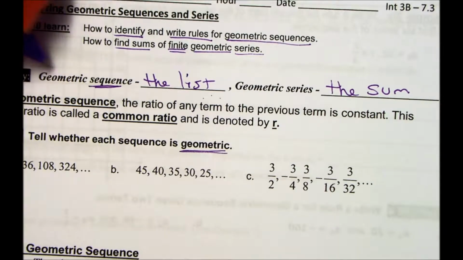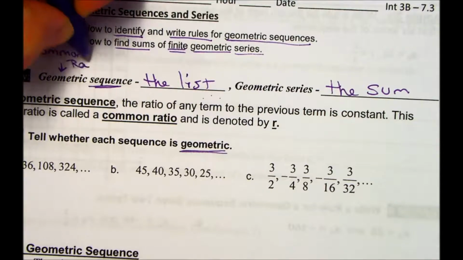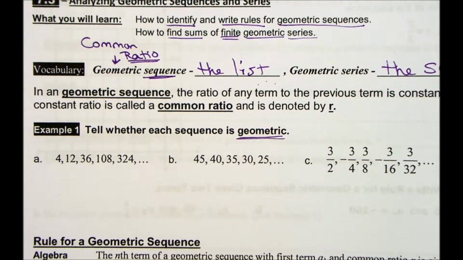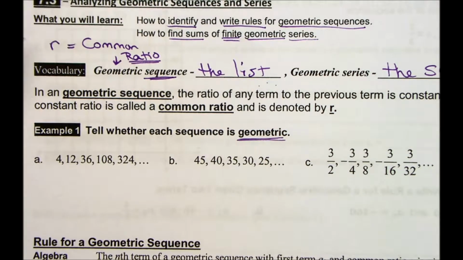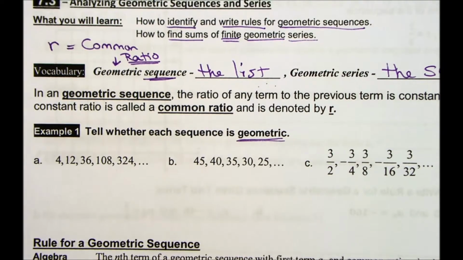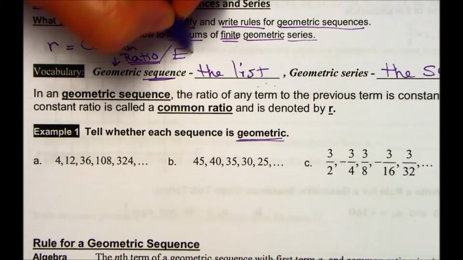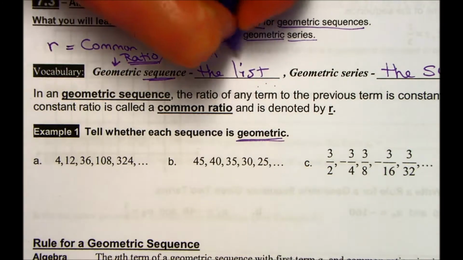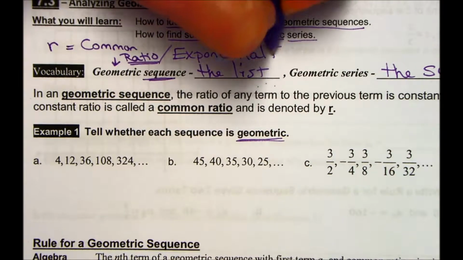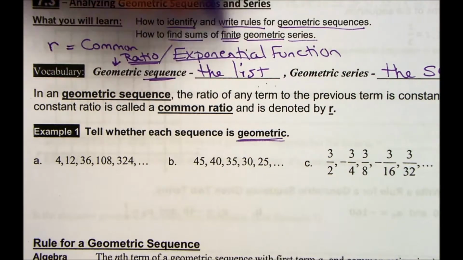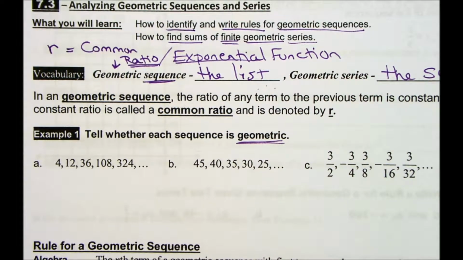So another thing I want to add to your notes here, if it's geometric, we're going to have a common ratio instead of a common difference. In the arithmetic sequences, we had a common difference that we called D. In the geometric sequences, we're going to have a common ratio that we're going to call R. And that R is going to become the base of our exponential function. So it's very similar to exponential functions. Back in chapter 5, I believe it was, we wrote equations for exponential functions, and you're going to see that writing the equations for these geometric sequences and series is going to be very much like the exponential functions.